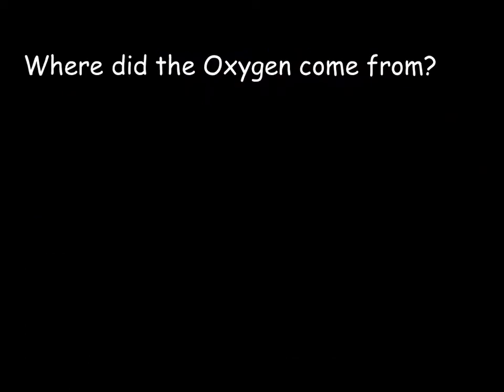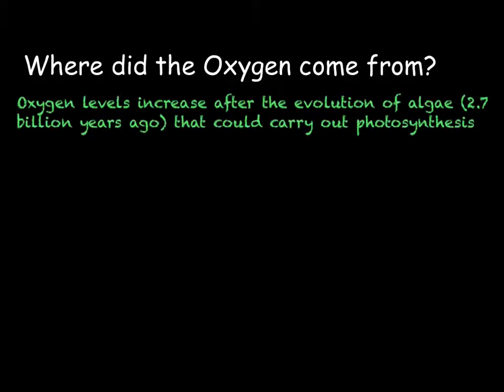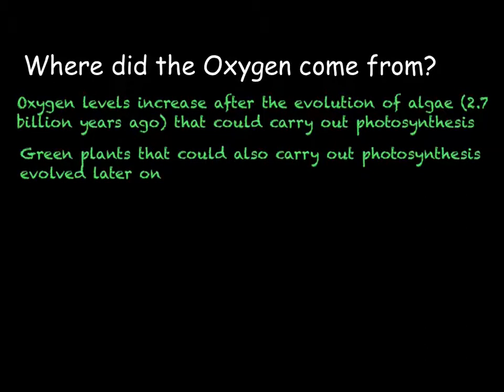The final part of the puzzle for looking at how our atmosphere is the way it is today is the increase in the amount of oxygen. As we discussed earlier, oxygen really starts to appear after the evolution of organisms that could carry out photosynthesis. Initially, this was done by algae that evolved about 2.7 billion years ago. Over the next billion years or so, green plants then evolved to carry out photosynthesis as well.